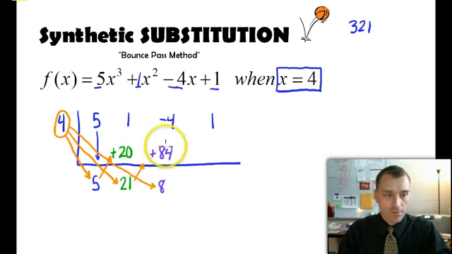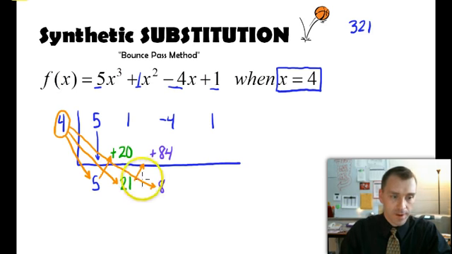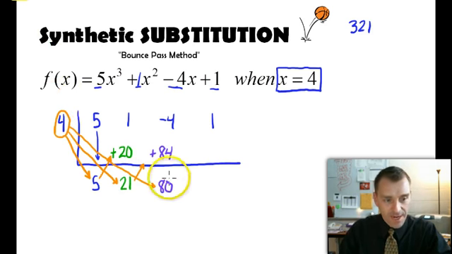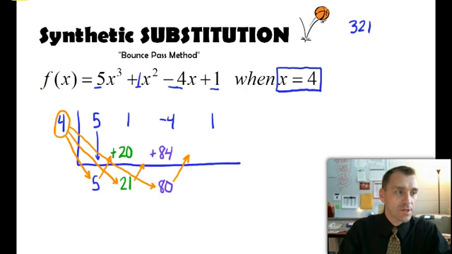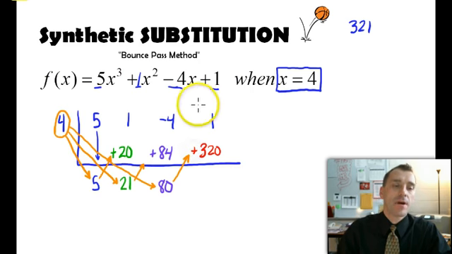So why did the 80 disappear? I don't know, but I'll put it back there. So I got to bounce past that 4 times 80, and I bounce past that answer up here underneath the 1, which would give me a 320. And that's right. Then you add these together. When I add 1 and 320, I get 321.